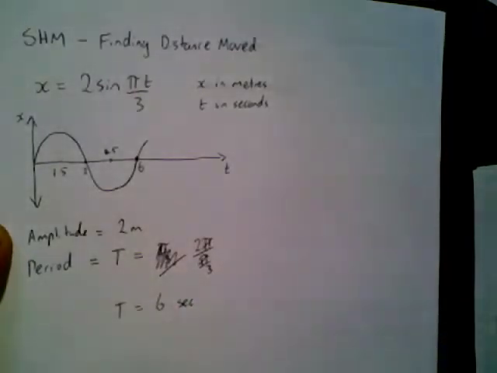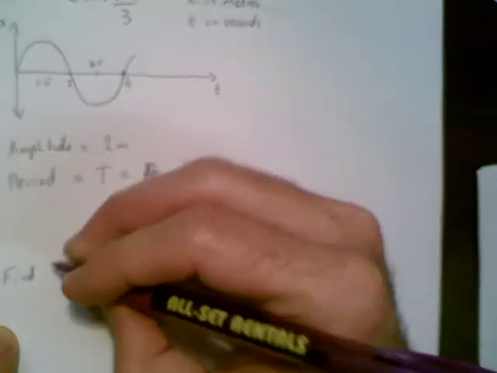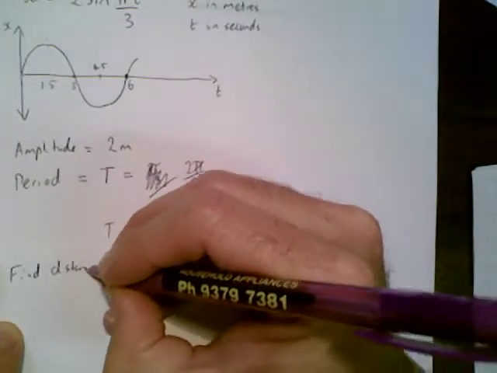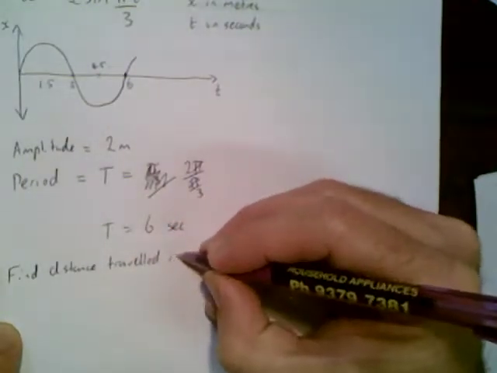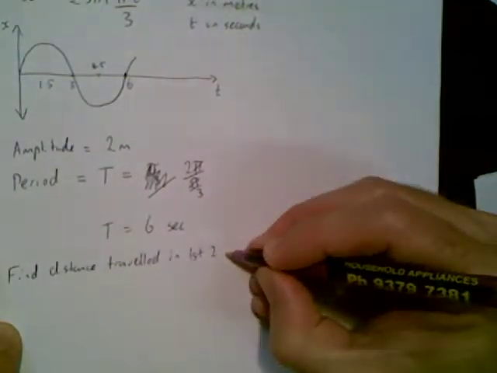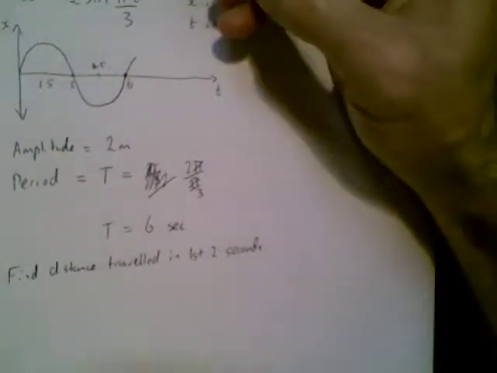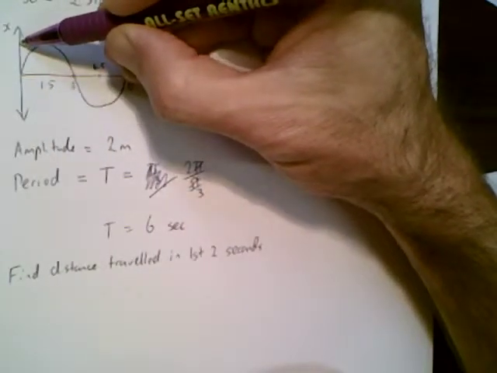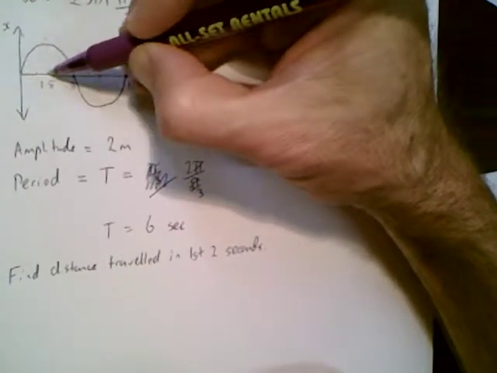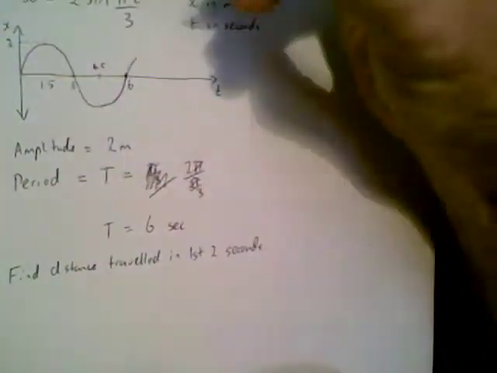Let's see if we can work it out for the first 2 seconds of motion. So find distance travelled in first 2 seconds. So what we can see that's happening here is that the particle starts off here at the origin, moves up to this point here, so that takes 1.5 seconds. It's going to move through that value to the amplitude of 2 metres. So it moves 2 metres in the first 1.5 seconds.